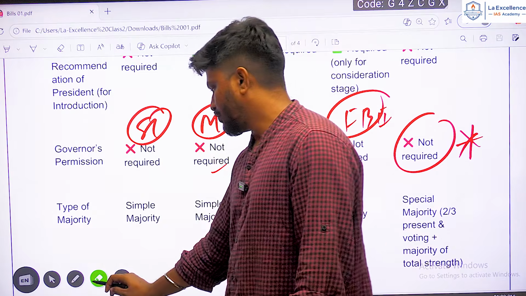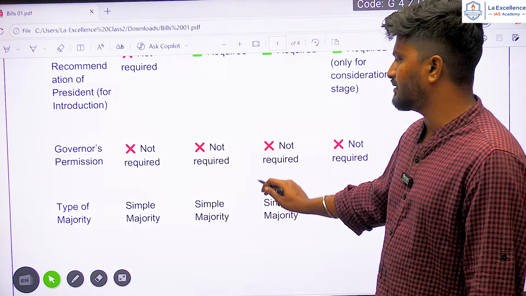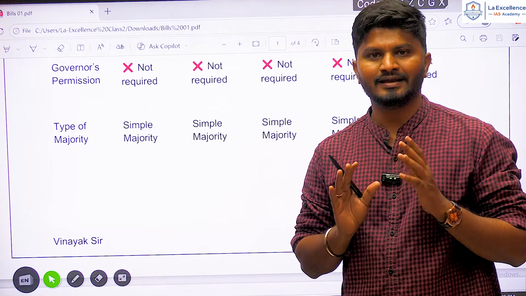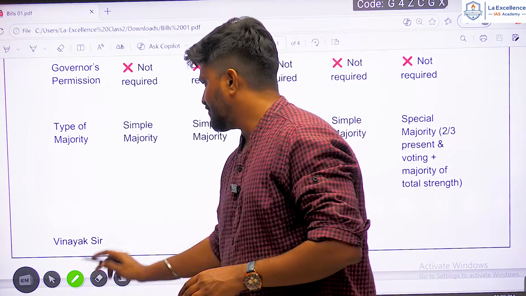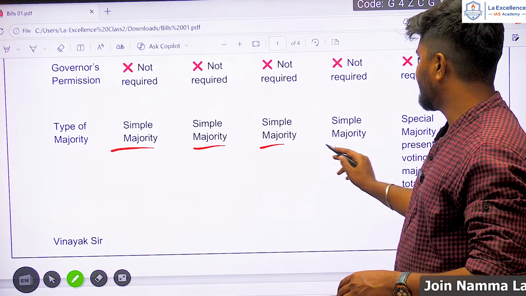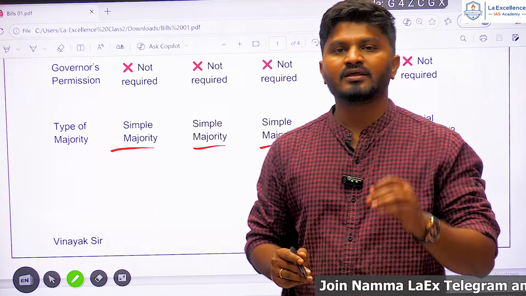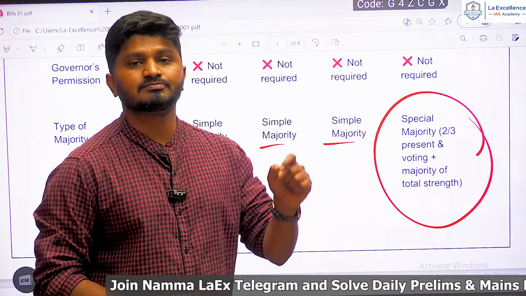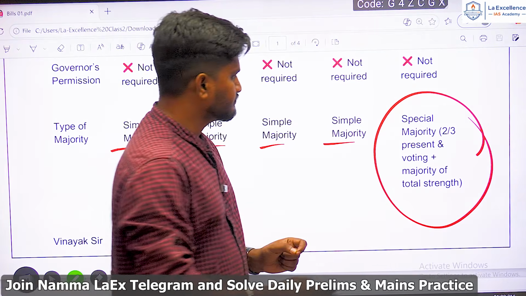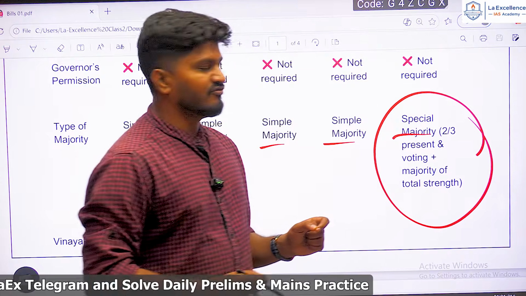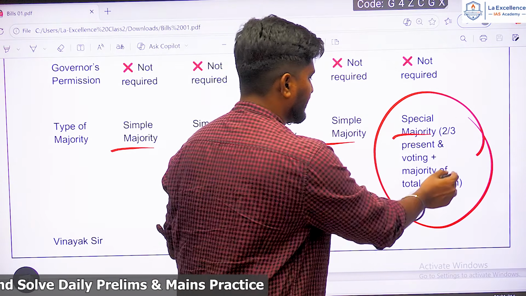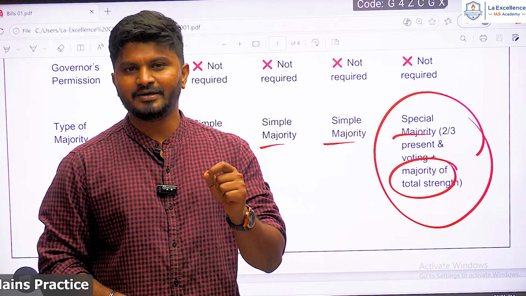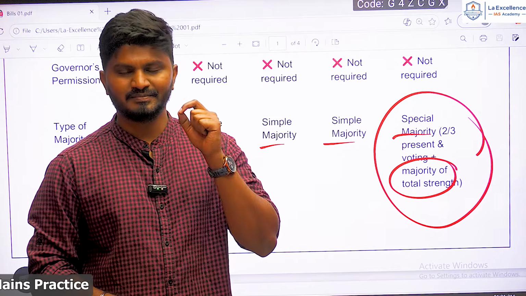Okay, next, very important, this is the part where most of the people get confused and make mistakes in the prelims. That is the type of majority required here. It is simple majority, except for constitutional amendment bills. Constitutional amendment bills require a special majority. What is the special majority? It is a majority of 2/3 present and voting plus a majority of the total strength. That is required for constitutional amendment bills. Do not confuse here.